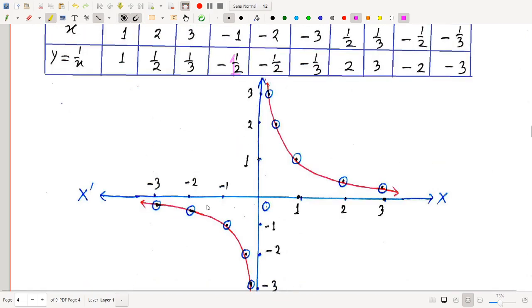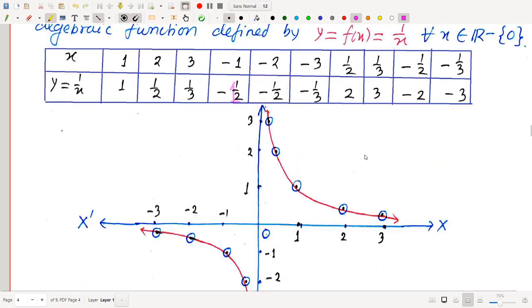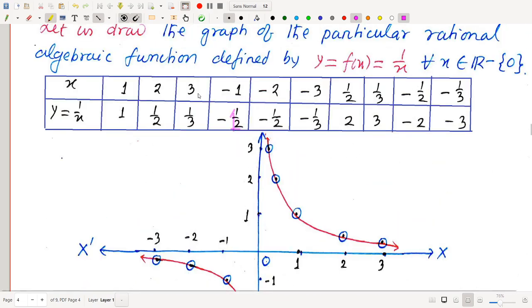Third quadrant. So the graph is like that. And here one thing we notice is that if we increase x, then y decreases. When x is very, very large, y will be very, very small. So the graph approaches the x-axis here in this direction.